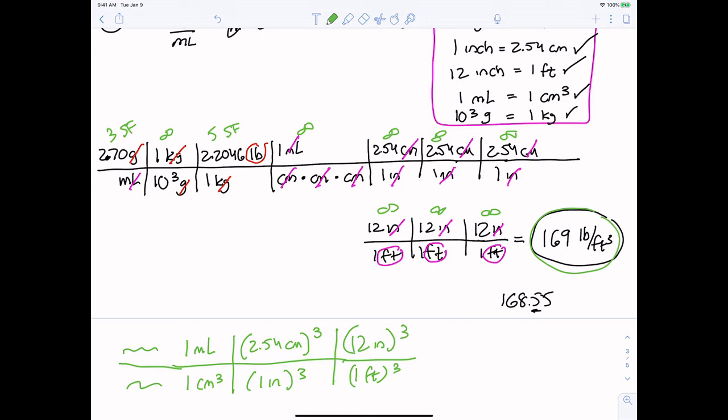So please do some practice problems. I do have some posted for you with unit conversions.